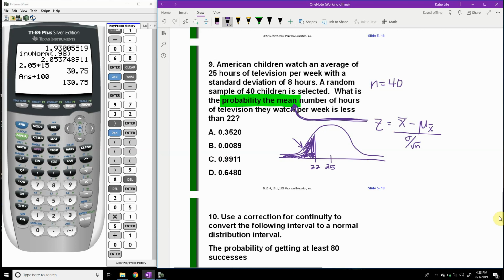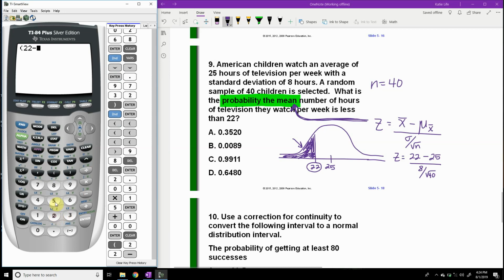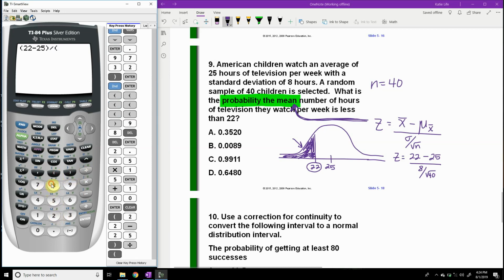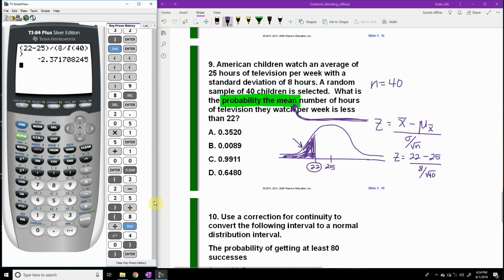Well, I want to standardize this number of hours. So our z-score is going to be 22 minus 25, divided by the population standard deviation, which is 8, and we're taking a sample size of 40, so we're going to divide that by the square root of 40. So let's put this in the calculator. 22 minus 25 divided by 8 divided by the square root of 40. Okay, that's our z-score, negative 2.37. Now I need to figure out the area that is trapped by the z-score, negative 2.37.